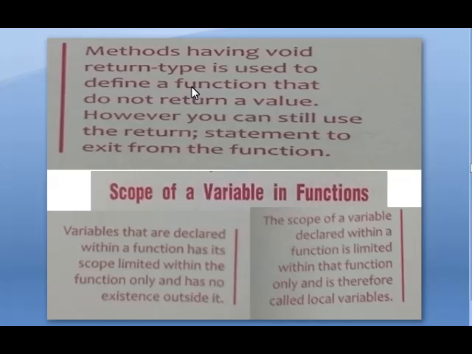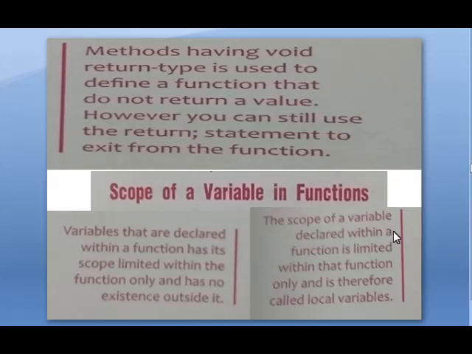Then the function having void return type is used to define a function that does not return a value. However, you can still use the return statement to exit from the function. Next one is scope of a variable in functions.